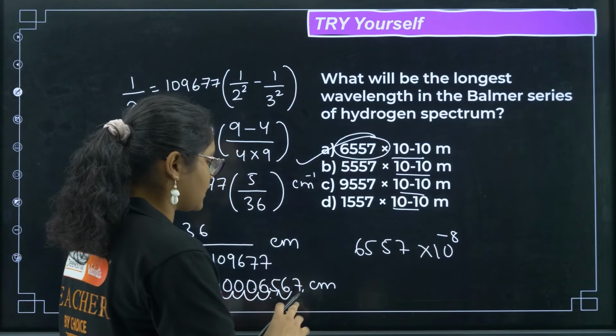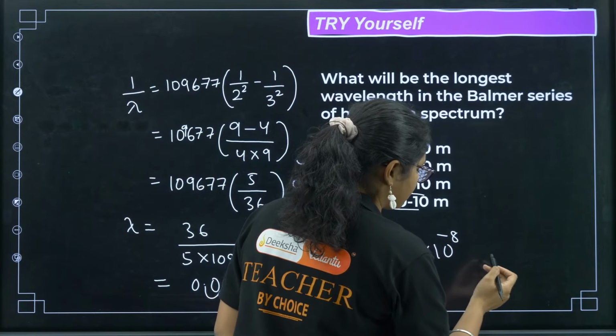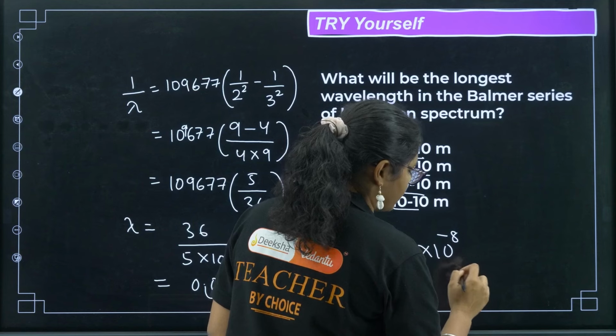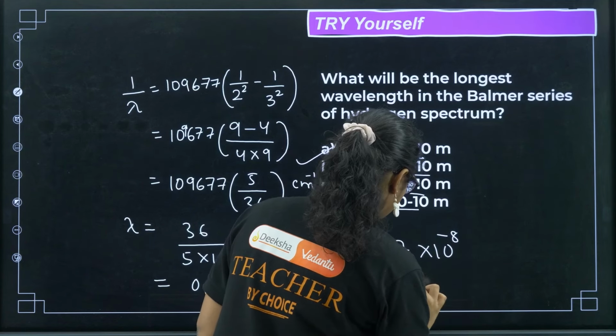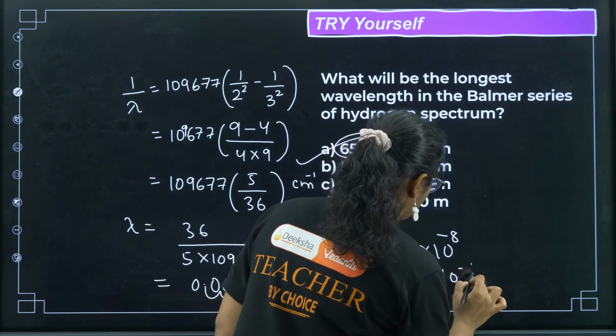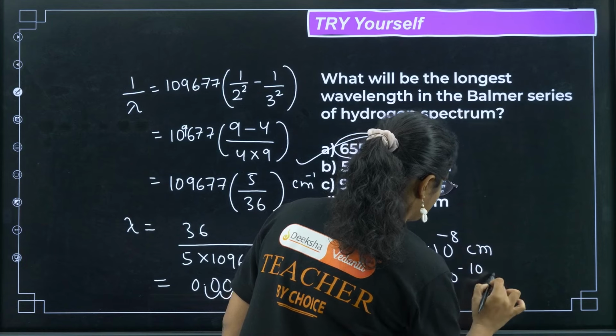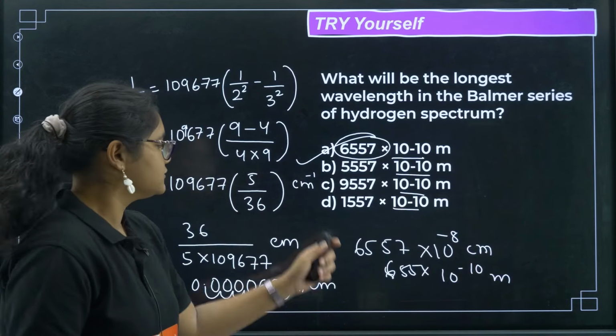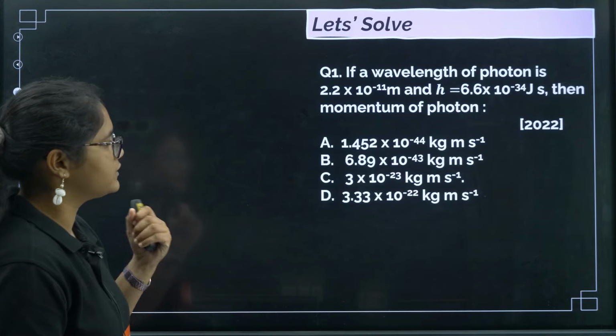Next, we need to convert this centimeter to meter. That means again I need to divide by 100, right? So that will give me 6557 into 10 to the power of minus 10. This is in centimeter and this is in meter. Okay, so option number A. Let us do the next question.